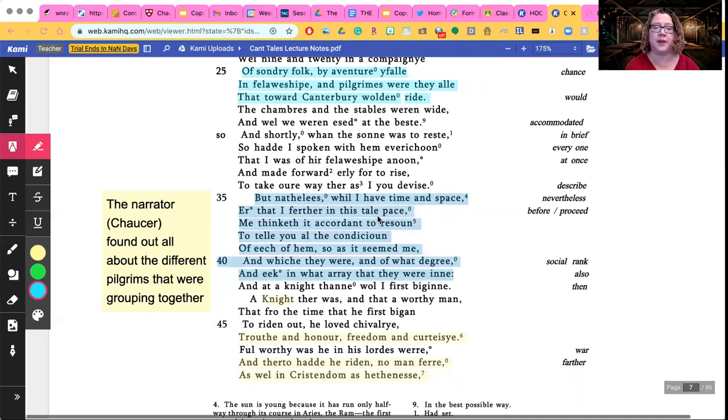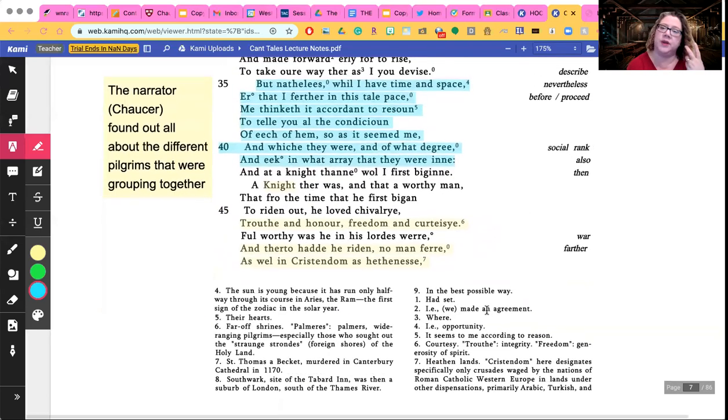So he says, nevertheless, while I have time and space in this writing, before I go any further in this tale, let me tell you all about the condition of each of them, it seemed to me, which they were and of what degree, like what status they were, and in what array, what would their clothes look like, you know, so you could start picturing the people that are going on this trip together. And so then he starts in with the knight. And I think I asked you to read to the knight. You should have read about the knight, the squire, and the yeoman. And maybe you read the prioress. I don't know if you read the prioress.